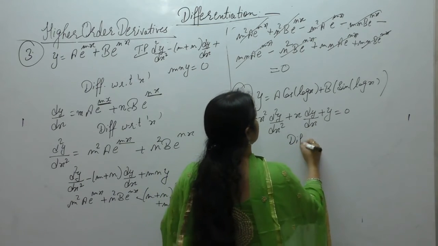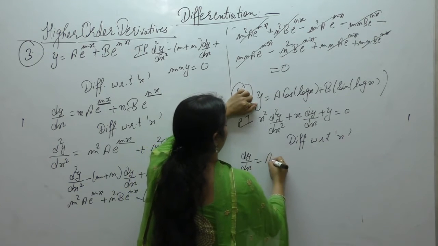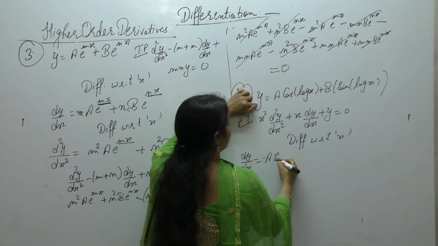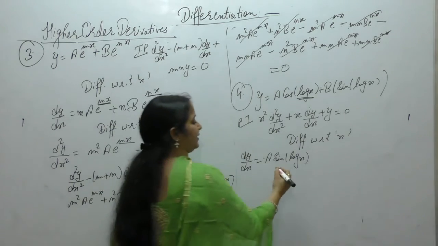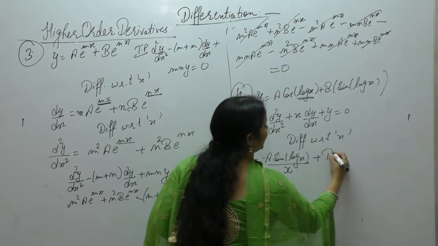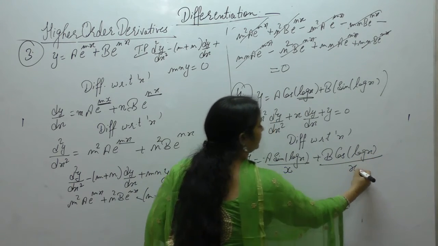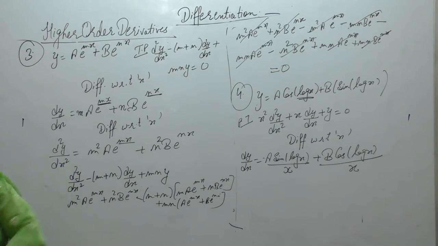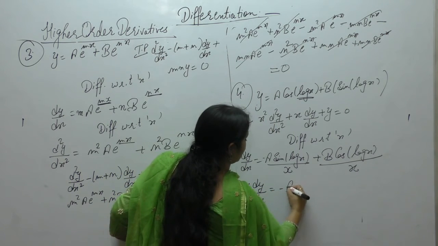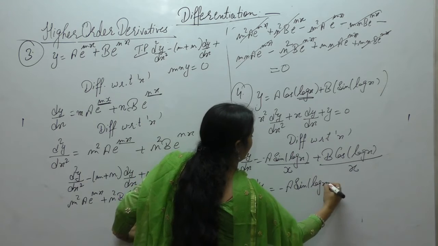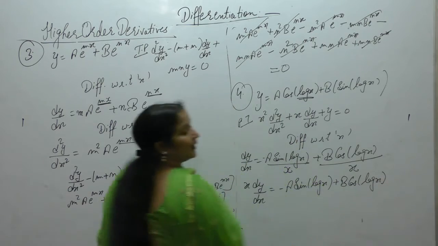Differentiate with respect to x. What we get? dy upon dx: derivative of cos is minus sin. Instead of x we have log x here, so derivative of log x is 1 upon x. Derivative of sin is cos, derivative of log of x is 1 upon x. Clear? Take the x as LCM, so we get x dy upon dx equals minus a sin log of x plus b cos log of x.